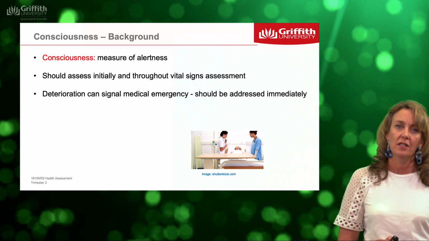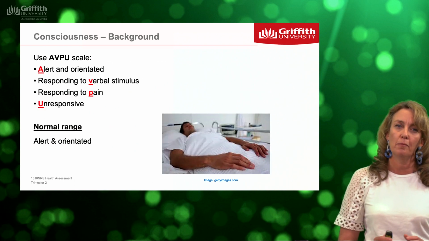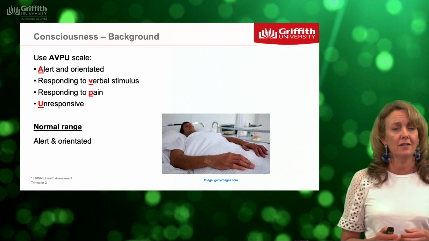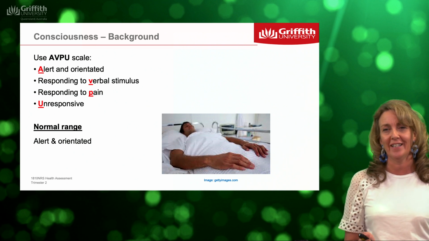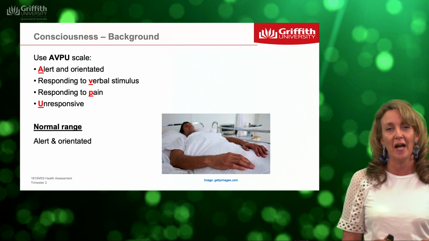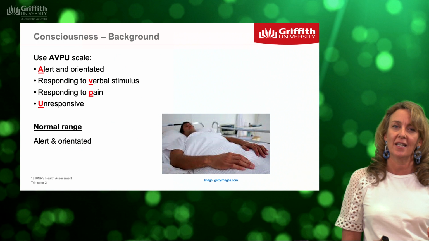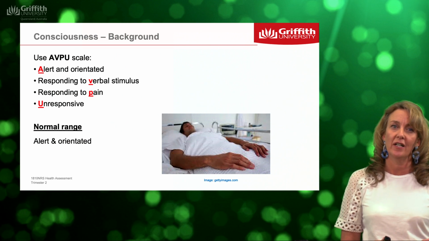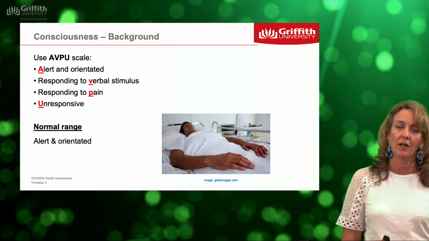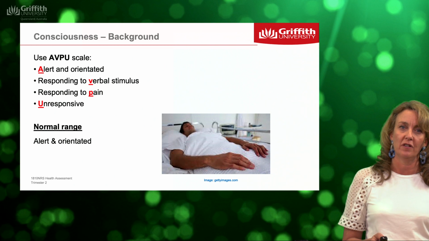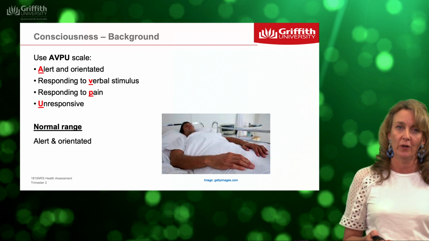Different levels of consciousness can be measured on different scales. This is the AVPU scale. It doesn't go very well together as an acronym, but you can never forget it. So what we're looking for is A, being alert and orientated. V, someone is responding to verbal stimuli. P, someone is only responding to pain, or U, someone is unresponsive. So AVPU, that's what I'm looking for.